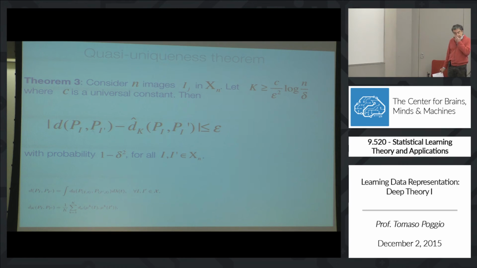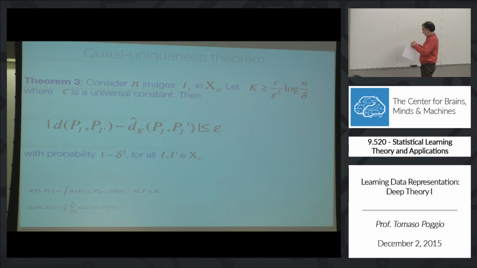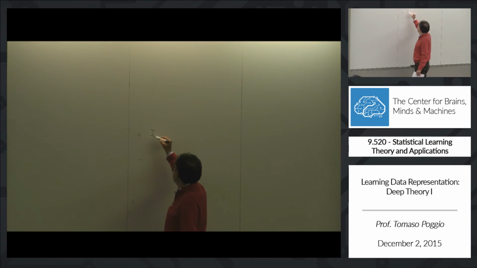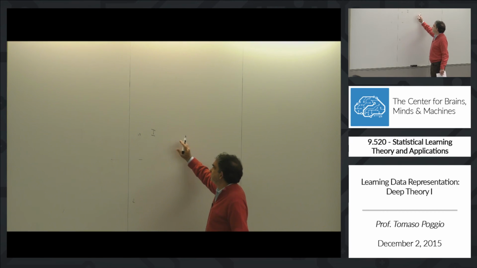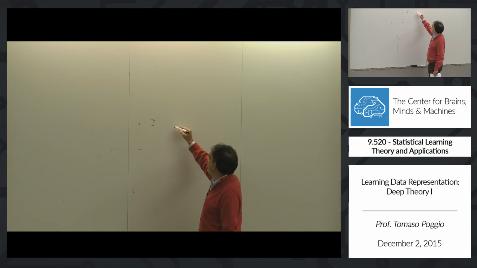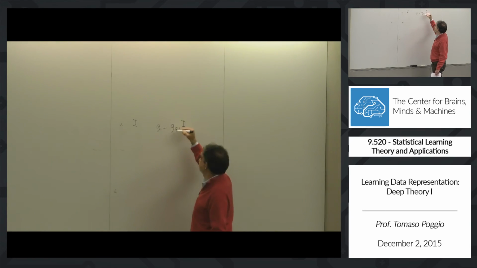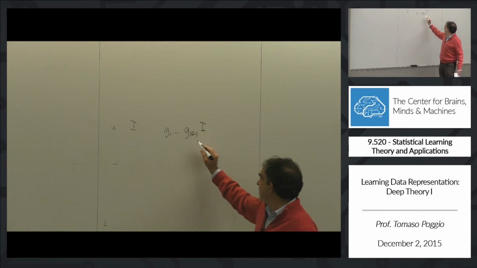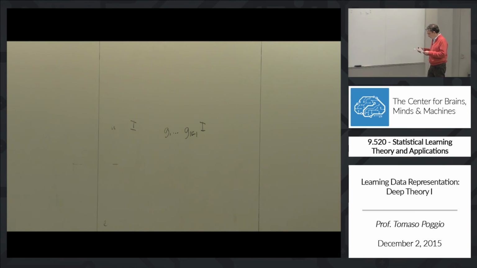And so suppose you have n images, and for each of them, you have G transformations. So I have n images, and for each of them, I have G transformations.